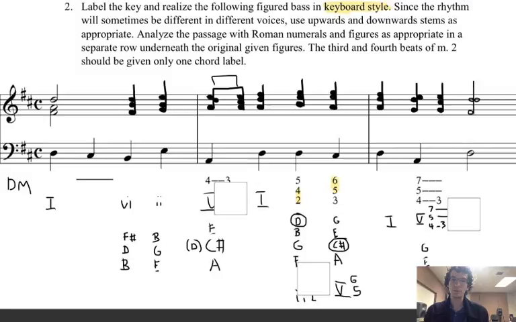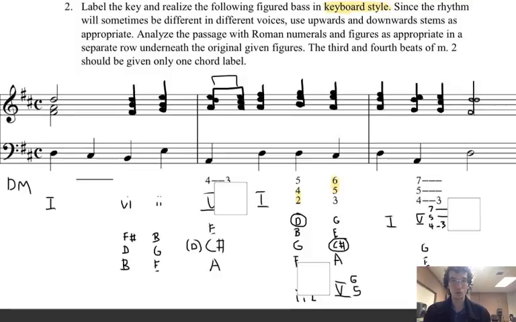And this was something I taught in my lesson. When the bass moves, all the figures also have to change, right? Because the figures are intervals above the bass. So what this chord is, is a 5-6-5 with the bass having the suspension.